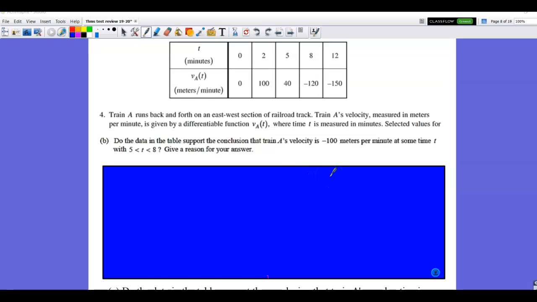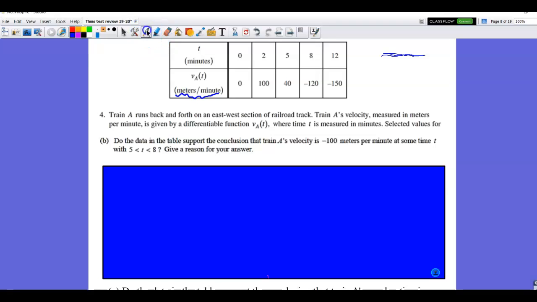Train A runs back and forth on an east-west section of railroad track. So basically, so far, what I've determined is that I have a train that's just kind of going back and forth on an east-west railway. Train A's velocity is measured in meters per minute, and I can see that in the table right here. That's train A. It's given by a differentiable function.